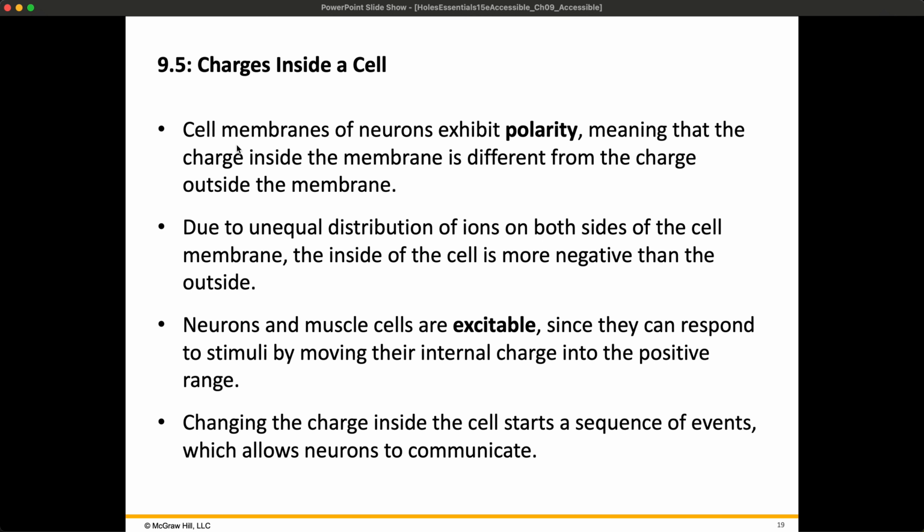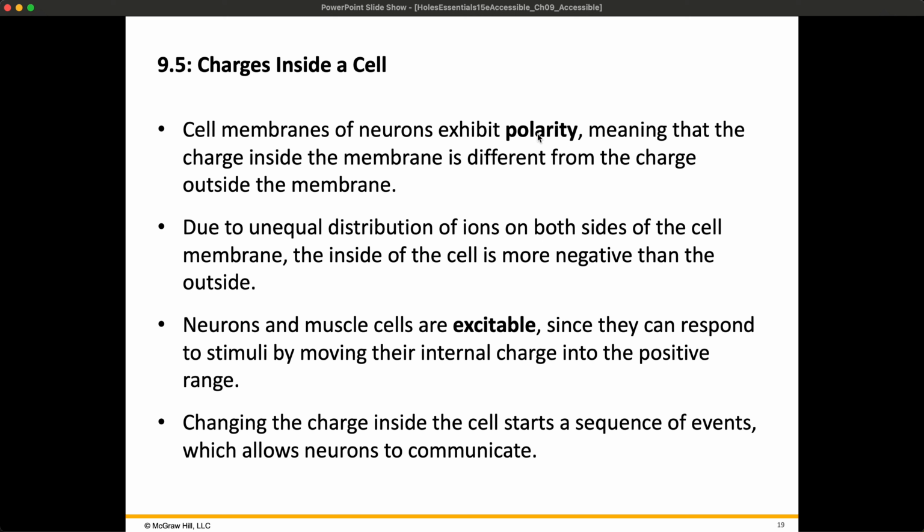So cell membranes of neurons have this polarity, and all of our cells have a polarity to them. But in the cells of the nervous system, they harness that polarity and change it to be able to establish this electrical conduction. So the charge inside the cell membrane is different from the charge outside. It's more negative on the inside compared to the outside.